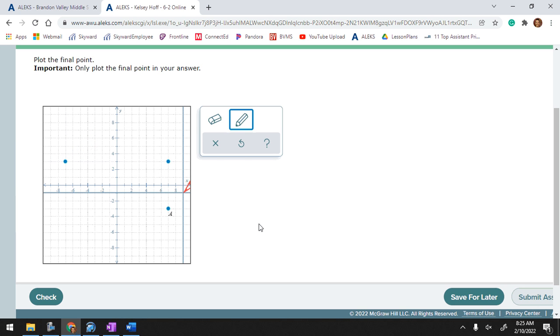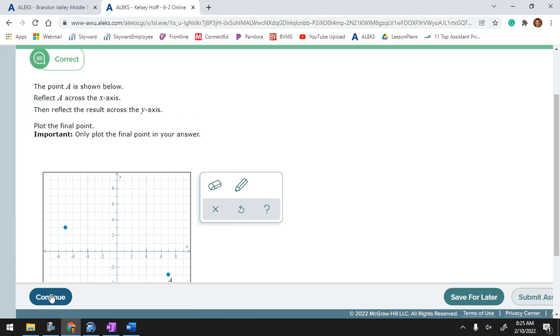But the directions tell you can only have one point plotted, so I got to go back and erase this one. Does that make sense? I would put it on there so that you know where you got to be, but you got to erase it before you check your answer.